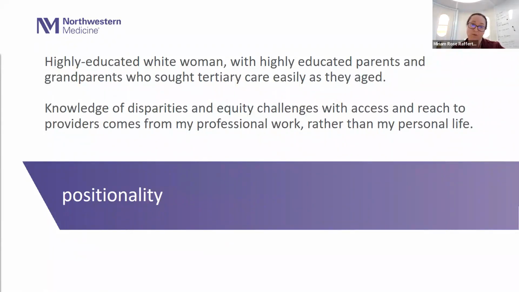I am a highly educated white woman with highly educated parents and grandparents who have all sought tertiary care easily as they aged. Easily in that they knew who to call, they knew where to get resources, and they knew that it would either be paid for by their insurance or that they could pay for it. This includes a grandmother with Parkinson's disease. That does influence how I approach my research in this patient population. Because of that, my knowledge of disparities and the equity challenges with access and reach to providers, including allied health providers, comes from my professional work rather than my personal life.